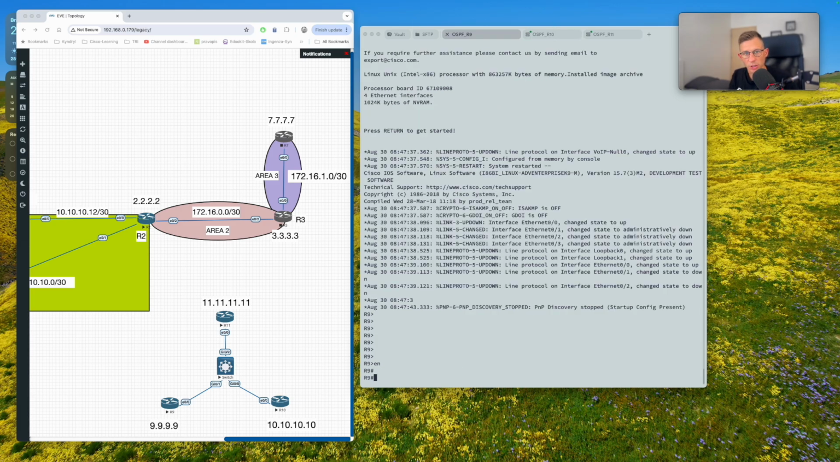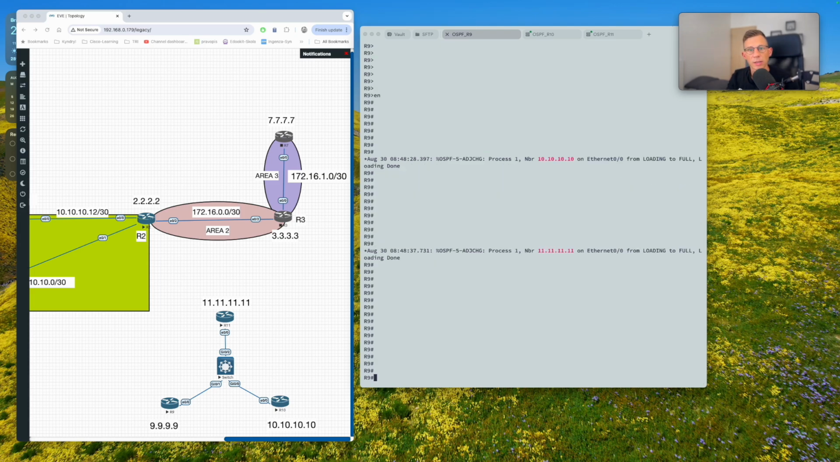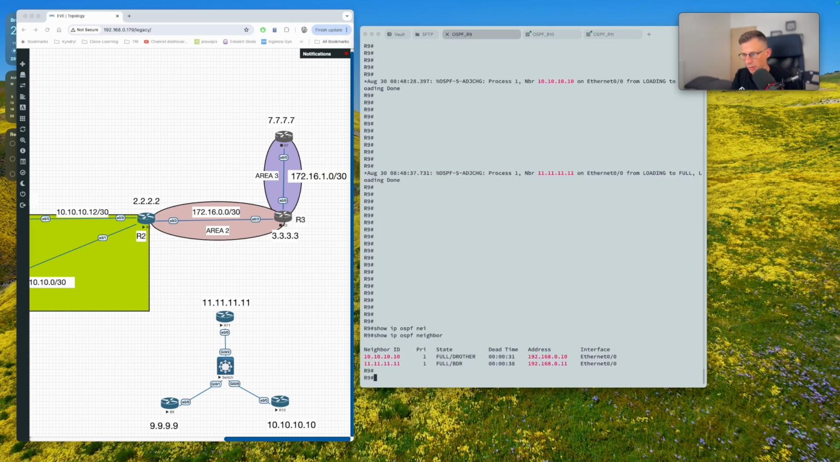Reload. Now we just need to wait for the routers to come back and OSPF to reestablish. Now we can see both of the routers are up, and there is an OSPF adjacency with routers 10 and 11. So if I now do show ip ospf neighbor, we can see 10 is the other and 11 is the BDR.